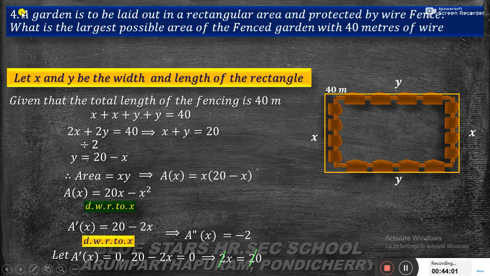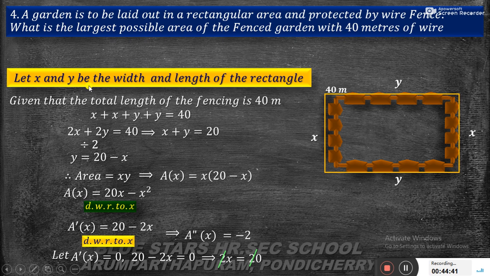Next we discuss the fourth problem. A garden is to be laid out in a rectangular area and protected by wire fence. What is the largest possible area of the fenced garden with the 40 meters of wire? So this is a rectangular garden, and all the borders are covered by the wire fence. They ask about the largest possible area with the 40 meters of wire.